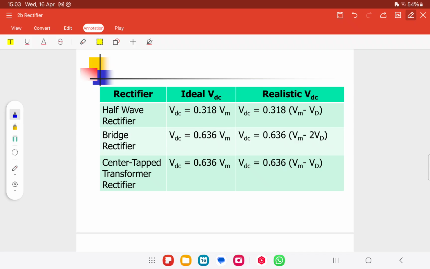Ideal, 1/pi. Okay, so what about the bridge rectifier and center tap rectifier? Full wave. Okay, these are two types of full wave.